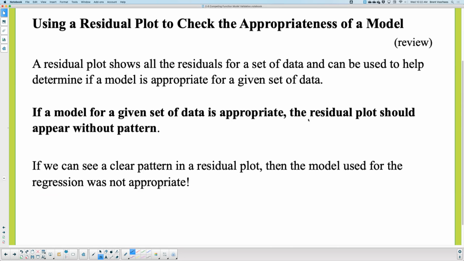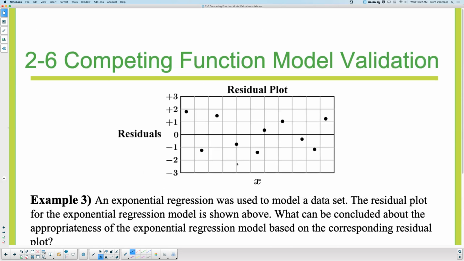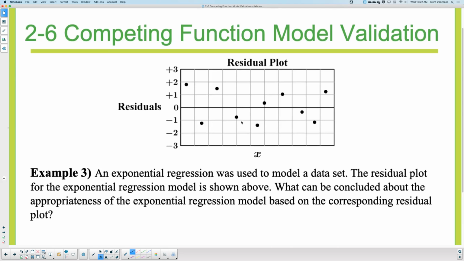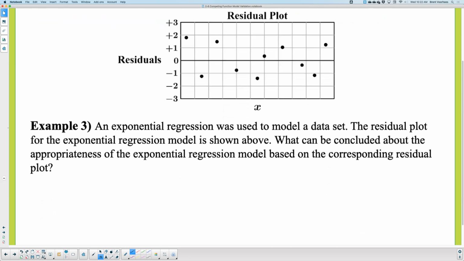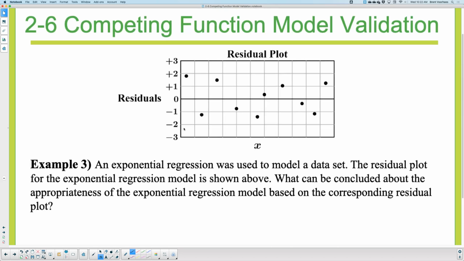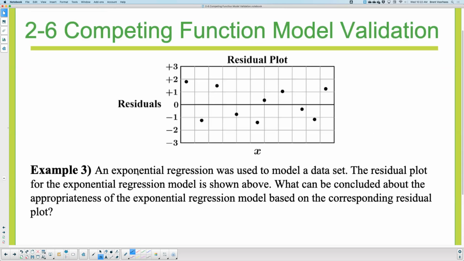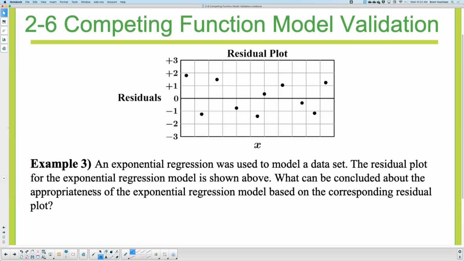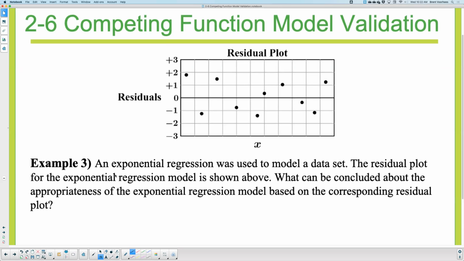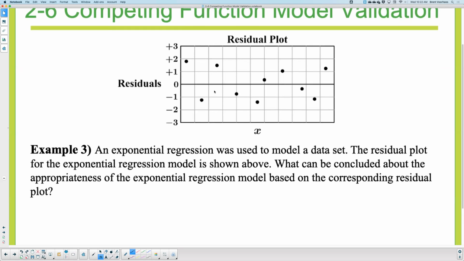So you want the residual plot to be without pattern, okay? So here, when you look at this one, does this appear to have a pattern? No. It's pretty scattered all around. Now, it doesn't have to be like a line to be a pattern, but this is kind of bouncing back and forth. This would be a good model. Let's see, what does the question actually say? An exponential regression was used to model a data set. The residual plot for the exponential regression model is shown above. What can be concluded about the appropriateness of the model based on the corresponding residual plot?